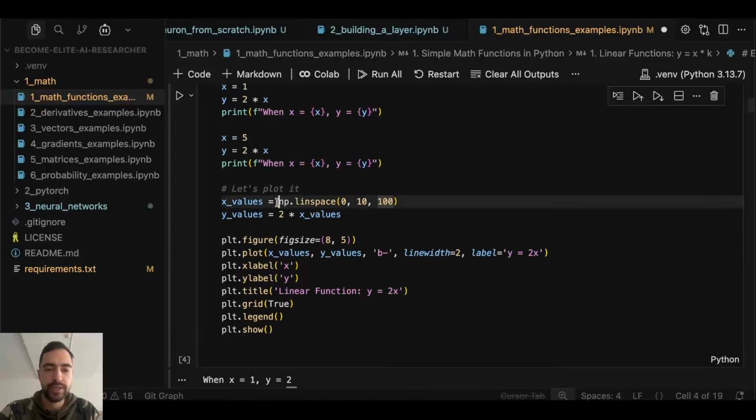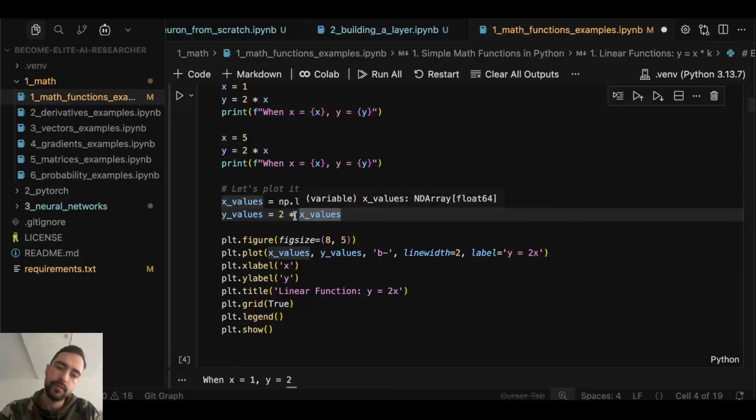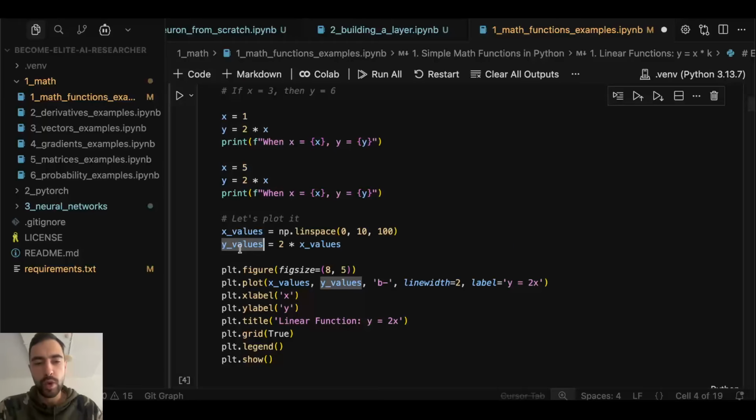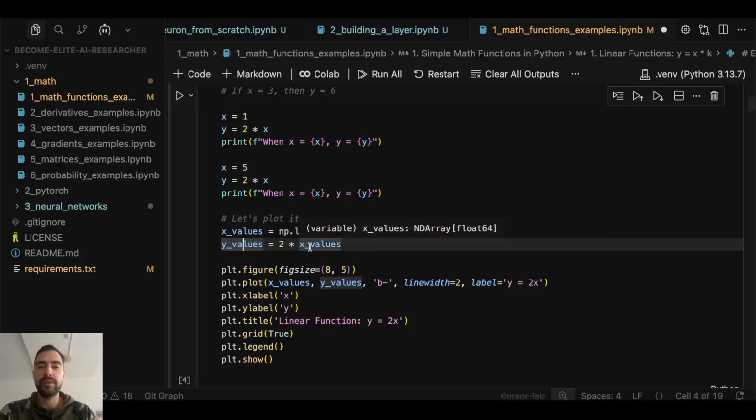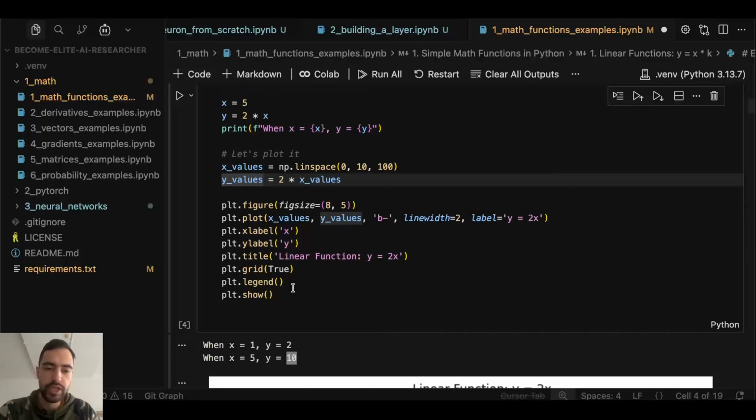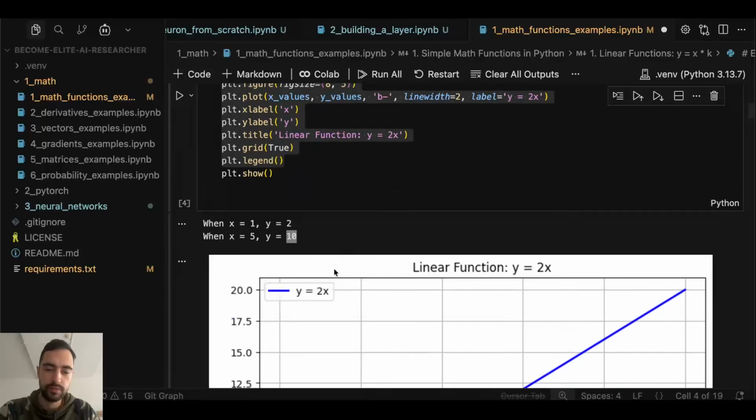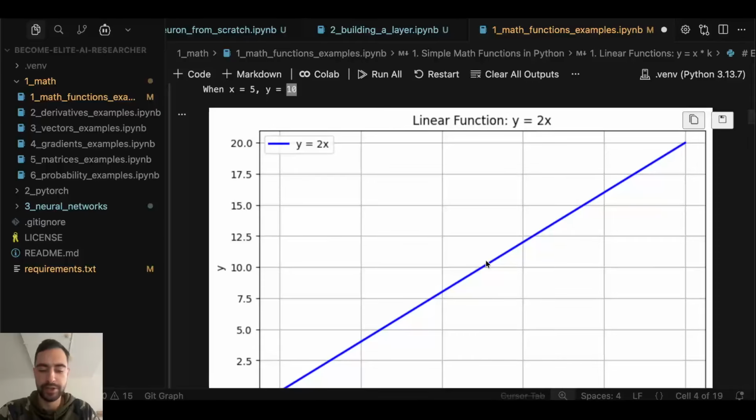And for each of these, we're going to calculate the corresponding y values, so 2 times these x values. So y will also be an array of 100 numbers, but each element will be 2 times the corresponding element in x. So if it's 3, it's going to be 6 here. 4 will be 8, etc. And then we just use this to draw. And that's how we draw the linear function here.